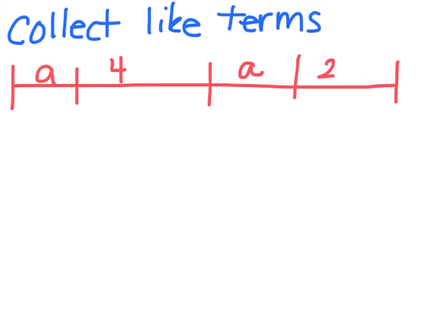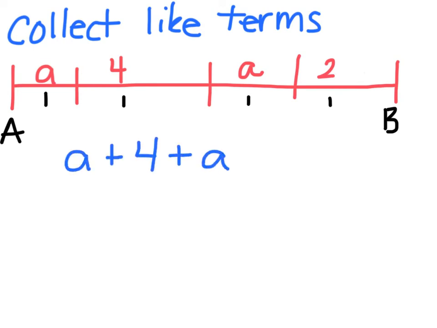This picture shows a distance from point A to point B. That distance has two different kinds of terms. It has A's, and then it has numerals. In order to find the total distance from point A to point B, we need to collect all of our terms and add them together. So we're going to add A plus 4 plus A plus 2. That's going to equal our total distance, correct?